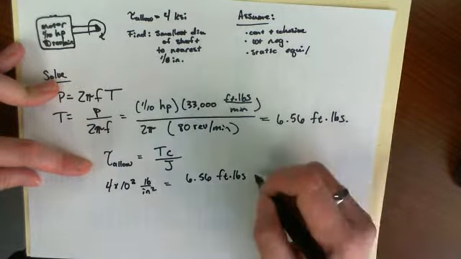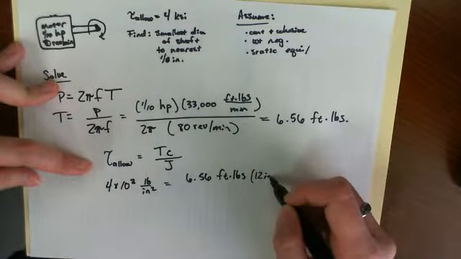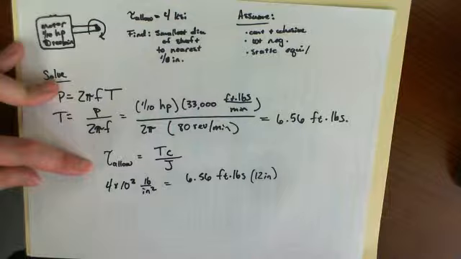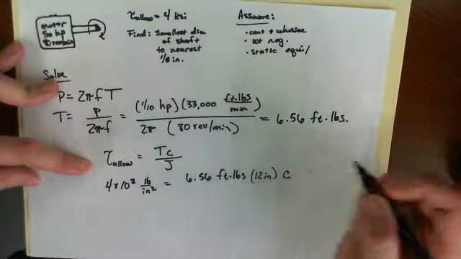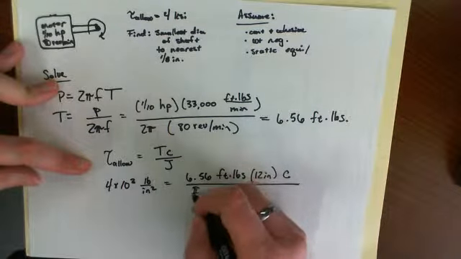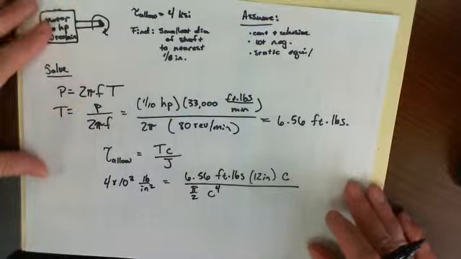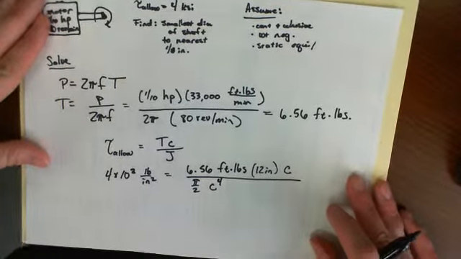Let's convert that to inches, because we have inches over here and we have feet here. So 12 inches, multiply that. And we're going to multiply that by c, which is our radius, divided by pi over 2 times c to the fourth. Now we just need to solve for c, which is a little bit complex, but it's doable.